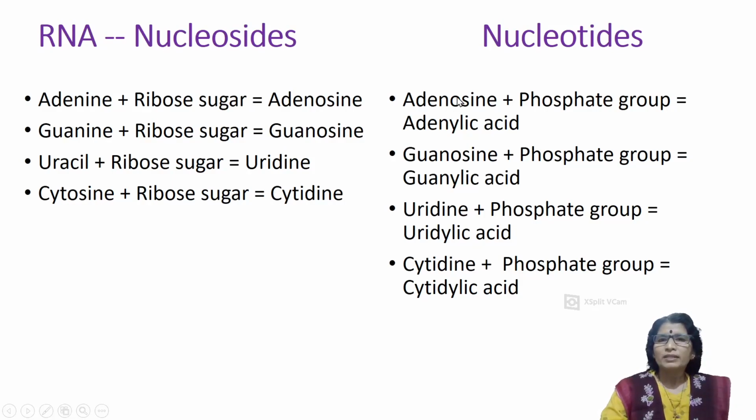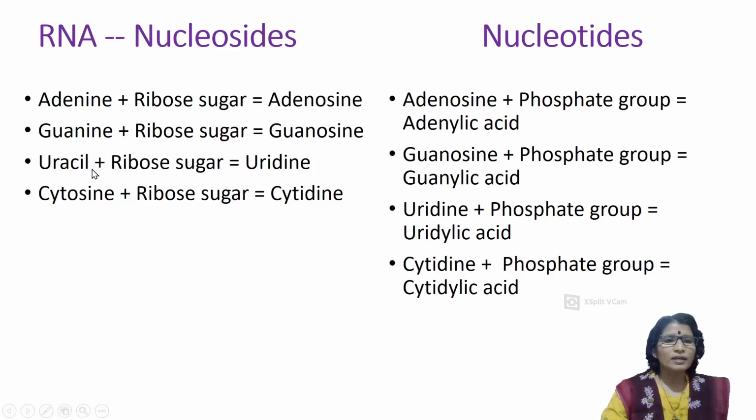So when this adenosine combined with the phosphate group converted into adenilic acid, in the same way guanine, this nitrogen base combined with ribose sugar converted into guanosine nucleoside, and this guanosine combined with the phosphate group converted into guanilic acid. This is nucleotide. In the same way, uracil. In RNA, uracil is present. In DNA, thymine is present. So instead of thymine, in RNA, uracil is present.